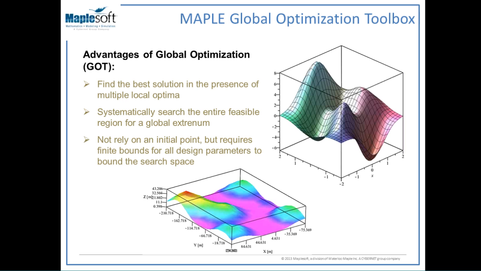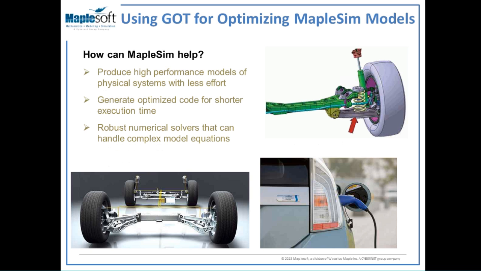For the rest of the presentation today, we're going to learn how to use Maple's Global Optimization Toolbox to find the optimal solutions for the physical models built in MapleSim. So what is MapleSim? MapleSim is a physical modeling tool developed for modeling and simulating physical systems. You can think about an electrical network, automotive systems, hydraulic pumps. All of these kinds of systems can be modeled very easily in MapleSim.